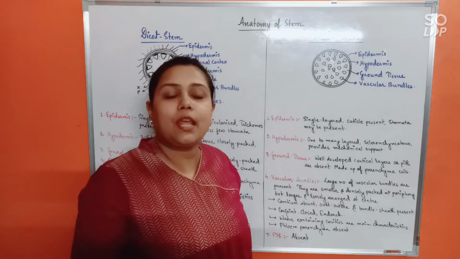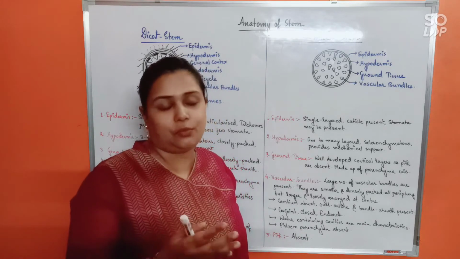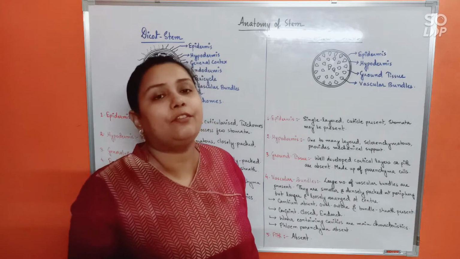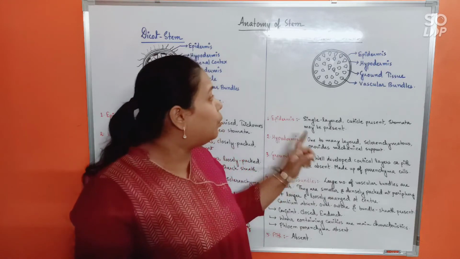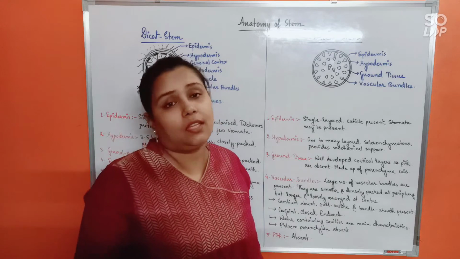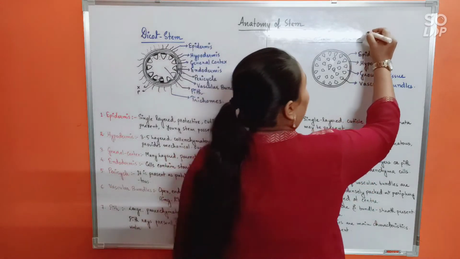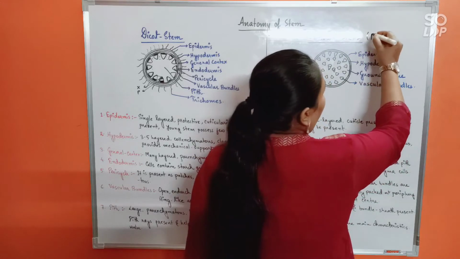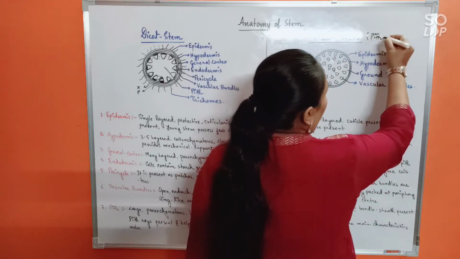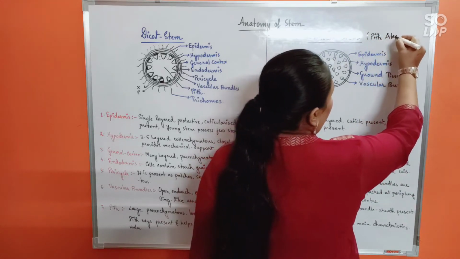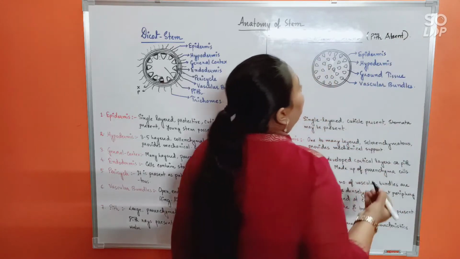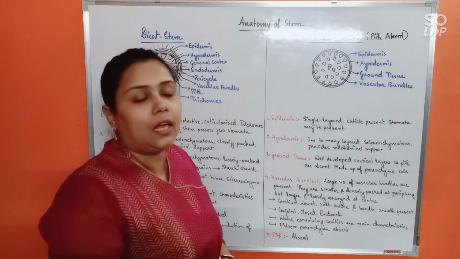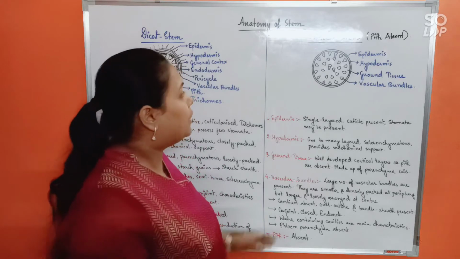In the dicot stem, the cortex will have distinct layers, and of course there will be a pith present. But in monocot stem, pith is absent. Cortex will not have any distinct layers, and pith is absent. This is very, very important regarding monocot stem. Alright, understood this? Fine. So let's see.